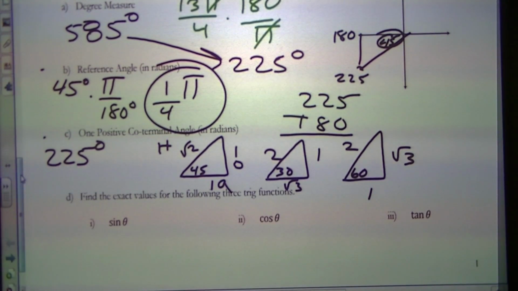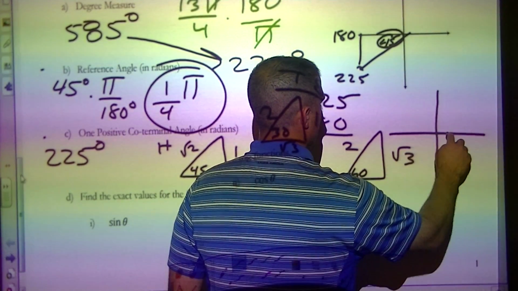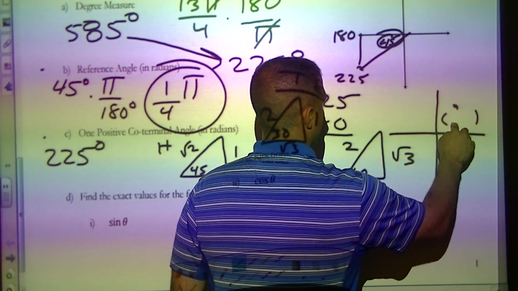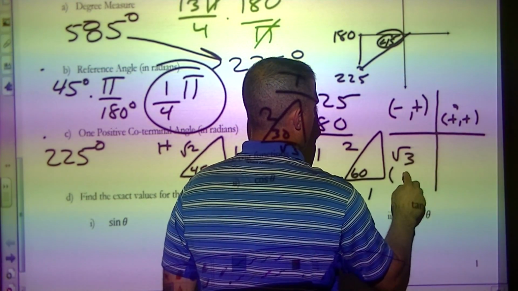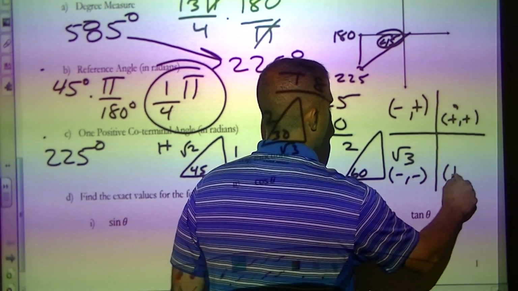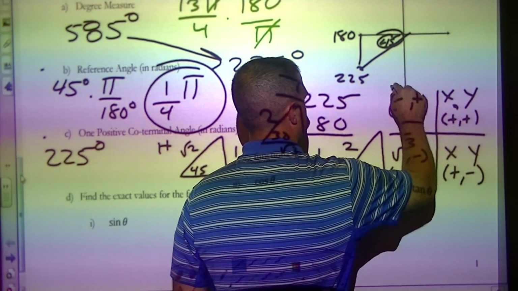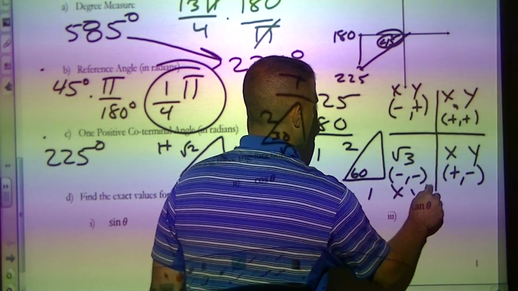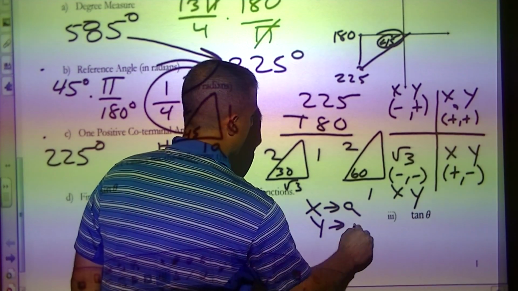Now, another thing you have to keep in mind as you do these is as you go around, certain things are going to be positive and negative. These will be positive and positive. This will be negative and positive. This will be negative and negative. This will be positive and negative. And what we're treating these like are X's and Y's. We learned earlier this year that X is basically going to be like A and Y is basically going to be like O.